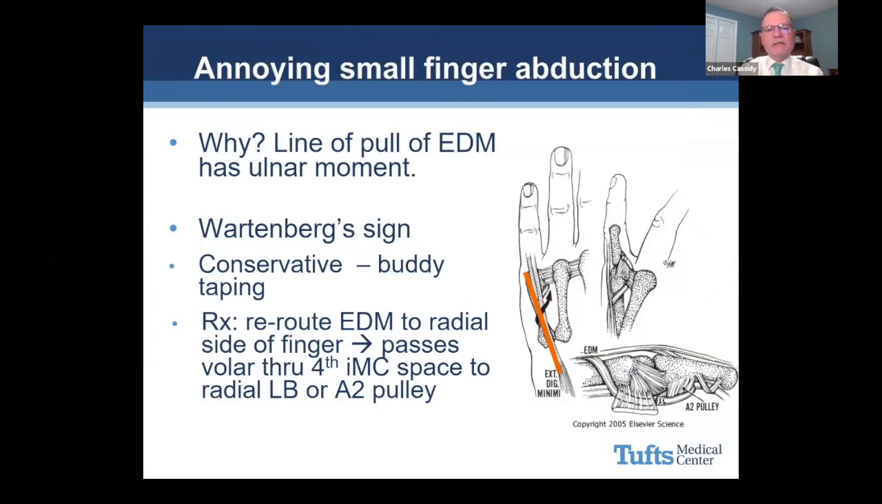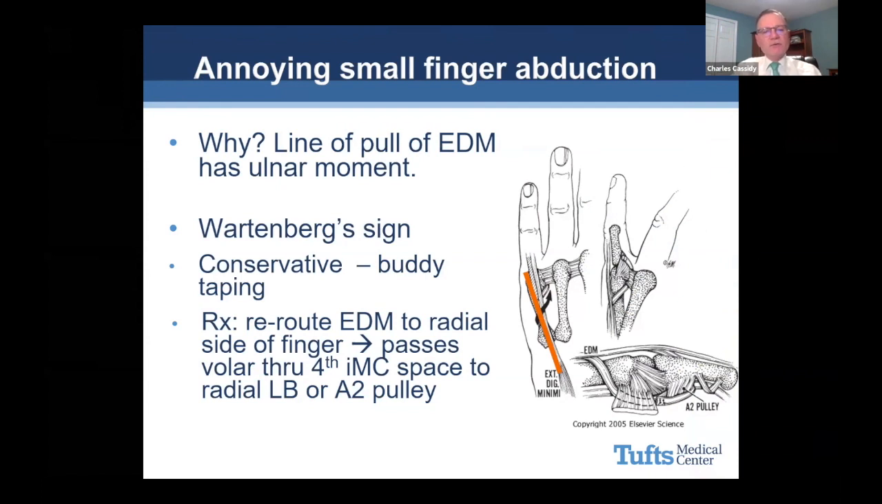One common problem that patients complain of is they have trouble putting their hand in their pocket; their small finger gets caught. That's because the line of pull of the extensor digiti minimi has an ulnar moment, and that's called Wartenberg sign when you can't adduct your little finger. So a simple thing is just buddy taping, but a relatively simple operation is rerouting the EDM.